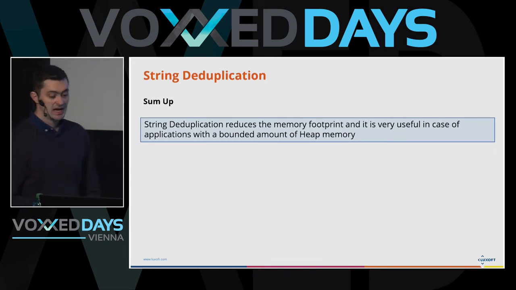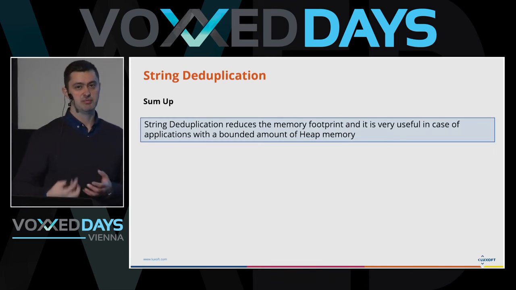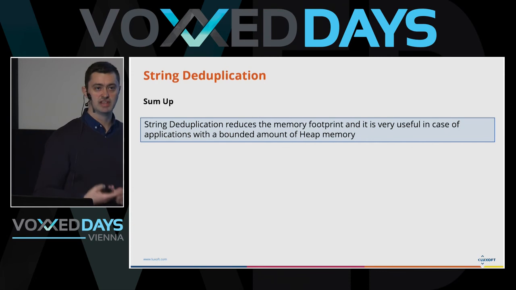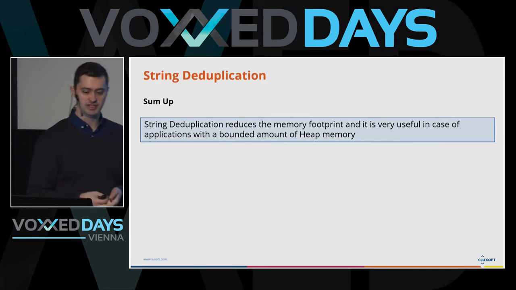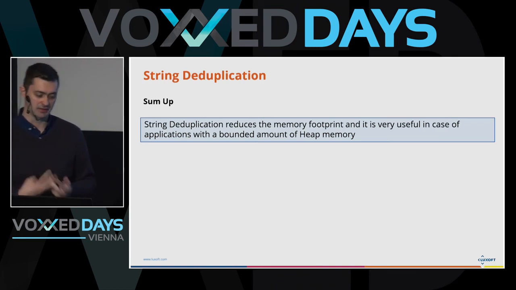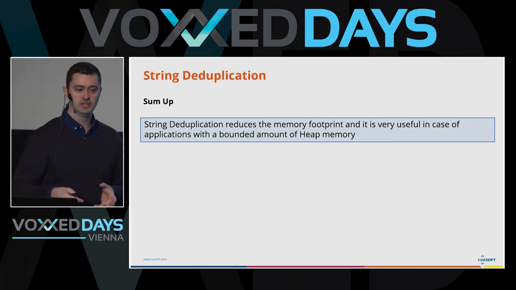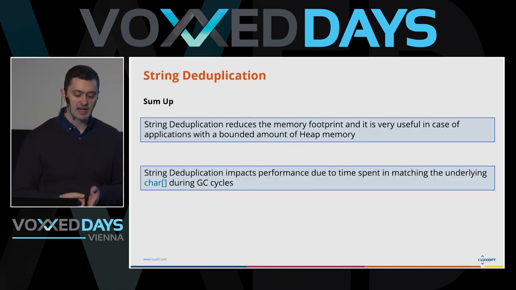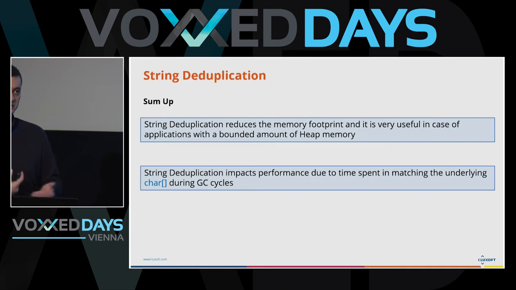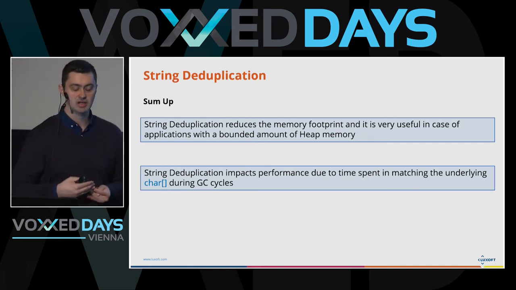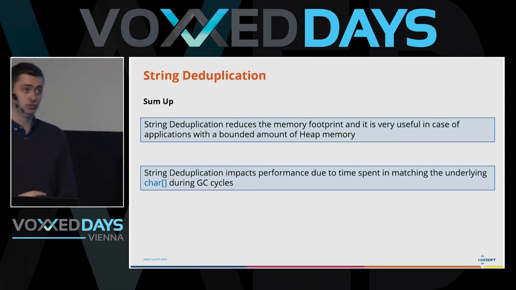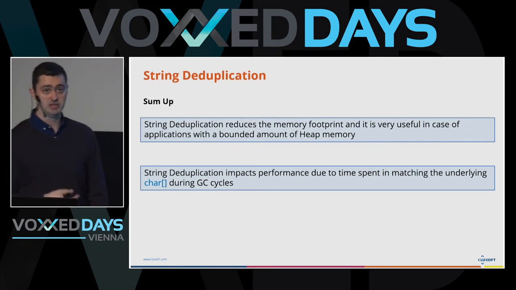Just to sum up, string deduplication reduces mainly the memory footprint. It's a good technique. It was added in the JVM just for this, to reduce the amount of heap, and it's very useful in case you deal with a bounded amount of heap during the runtime. But it impacts performance, as we saw. The stop the world pauses take more, of course, because G1 has additional work to do in regards with reclaiming the char arrays.